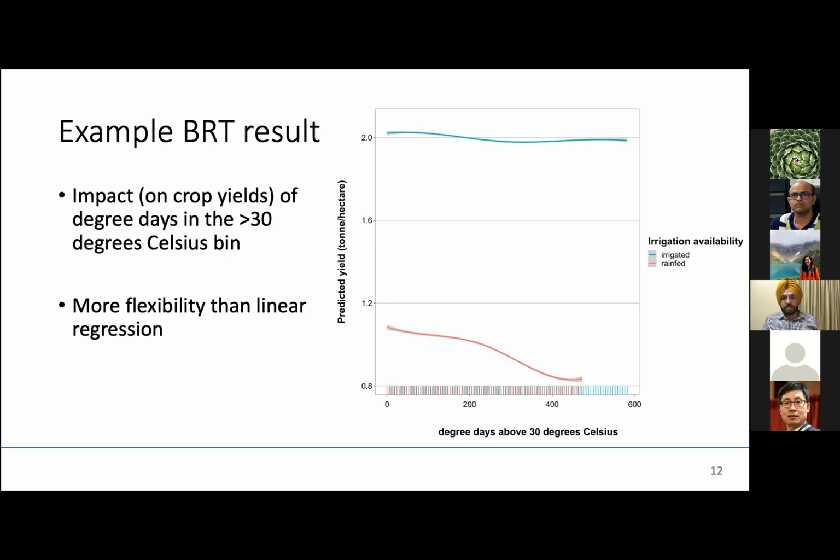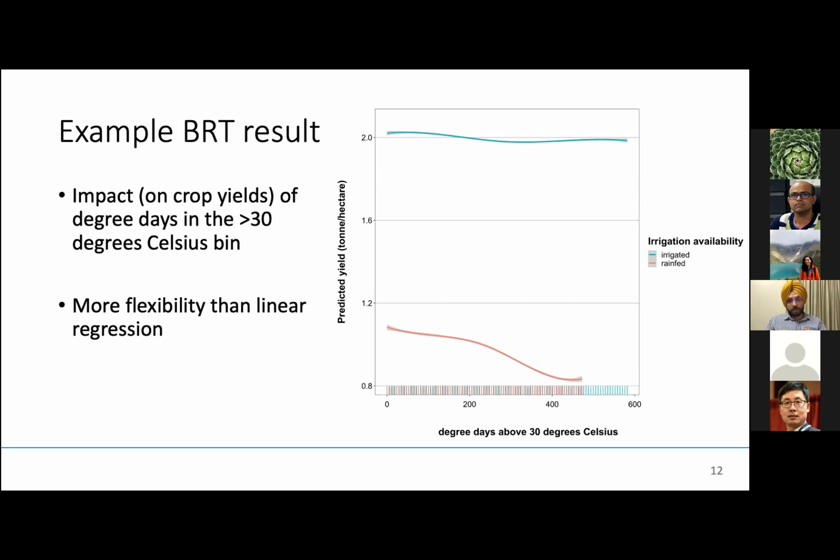So the additional impact of time spent over 30 degrees Celsius, the degree days that we discussed earlier. This shows that at the top of the model is irrigated rice yields, and we see that increasing growing days in the 30-degree bracket does not have much impact on rice yields. But for rainfed agriculture at the bottom over here, shown in red, it is apparent that as the crop spends more time in the 30-degree bin, crop yields start going down.